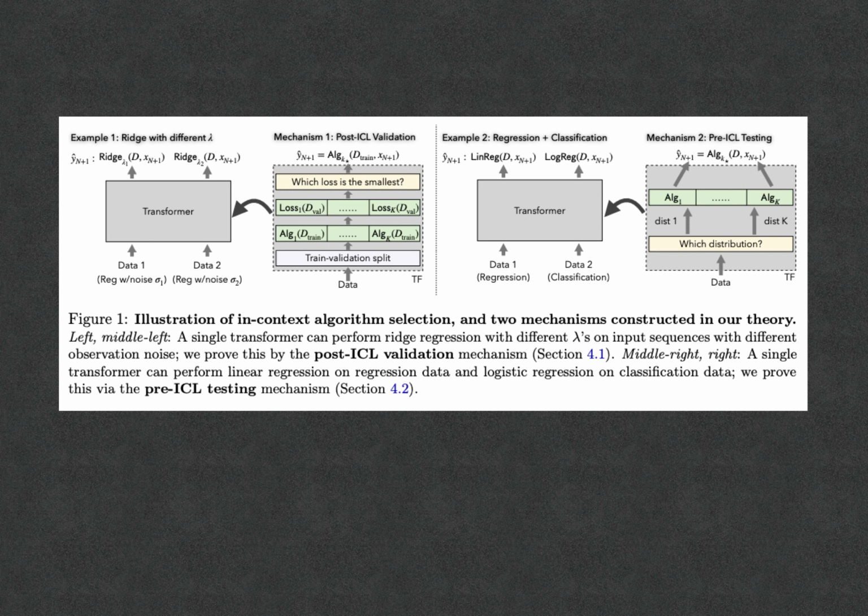For example, in the post-ICL validation, you can see that data can be split into train and validation. The different algorithms can run on them. You can check the different losses, and by comparing the values of these losses, you could select the algorithm to use on the test example that is given to it.